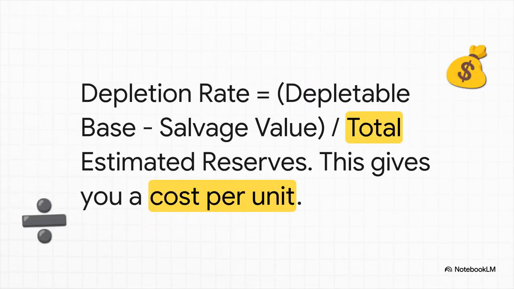Now, once you have that total depletable base, you calculate the depletion rate. And hey, this formula should look really familiar. It's basically the exact same logic as the units of production method. You take your total cost, subtract any salvage value, and divide by the total number of units you think you can get out, like barrels of oil or tons of coal. This gives you your cost per unit.